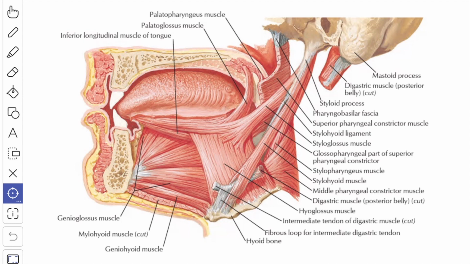Next we'll see about the nerve supply. First we'll see about the motor supply. In that we'll see about the somatomotor supply to the muscles. All the muscles of the tongue including the extrinsic and the intrinsic muscles are supplied by the hypoglossal nerve except the palatoglossus muscle, which is supplied by the cranial part of the accessory nerve via the pharyngeal plexus.